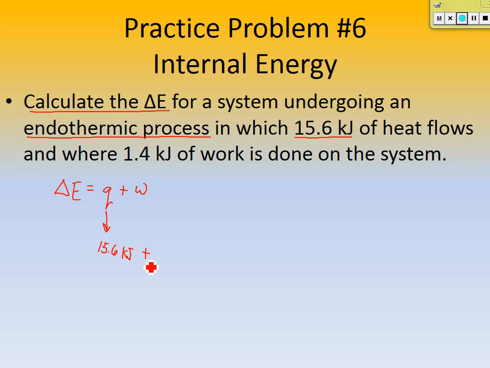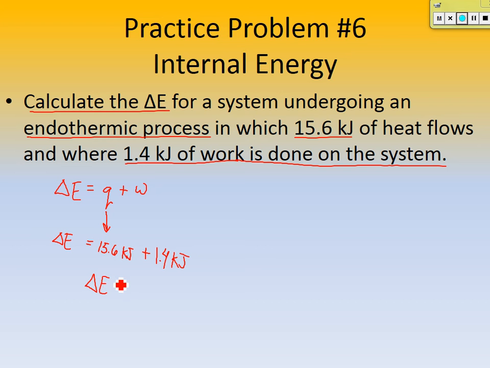Okay, so we're going to add that to whatever W is. Let's find out what W is. It says 1.4 kilojoules of work. Now be careful with the wording here: it is done on the system. So it's being done on the system, which means it's coming into the system. Is it going to be positive or negative? Positive. So all we have to do is take that 1.4 kilojoules and add it to the 15.6 kilojoules, and that will tell me what delta E is equal to.